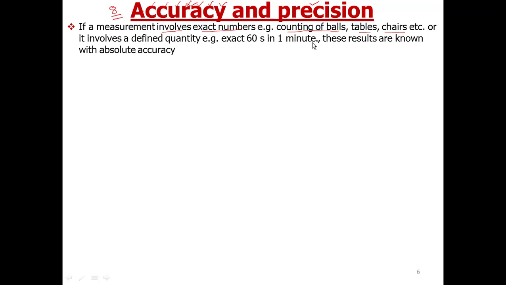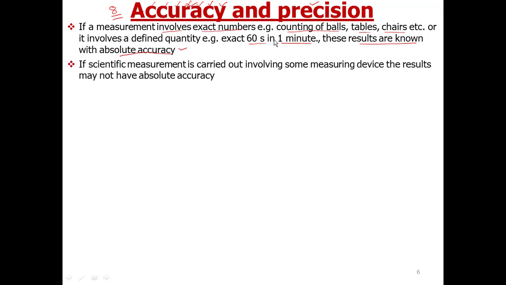In such type of measurements, the results are known with absolute accuracy. So there is complete accuracy in such results. Similarly, if we have to say, okay, count the number of seconds in 1 minute, we can say with absolute accuracy that there are 60 seconds in 1 minute.